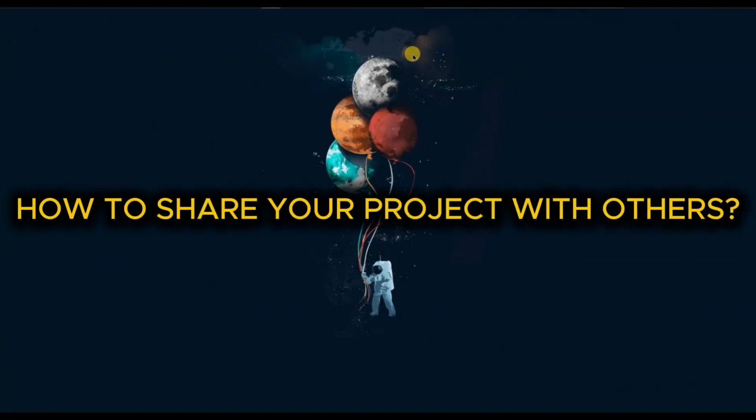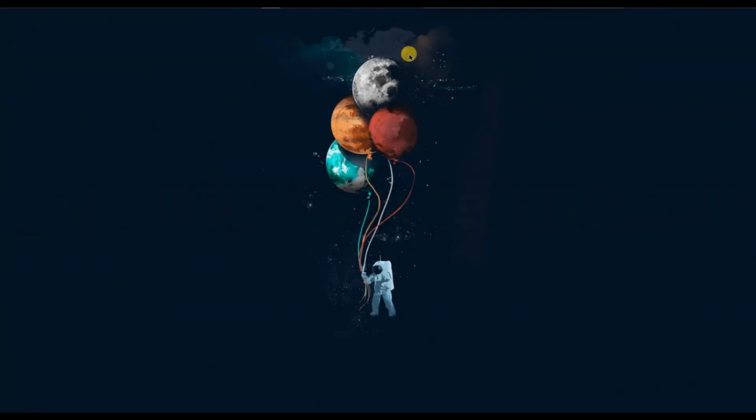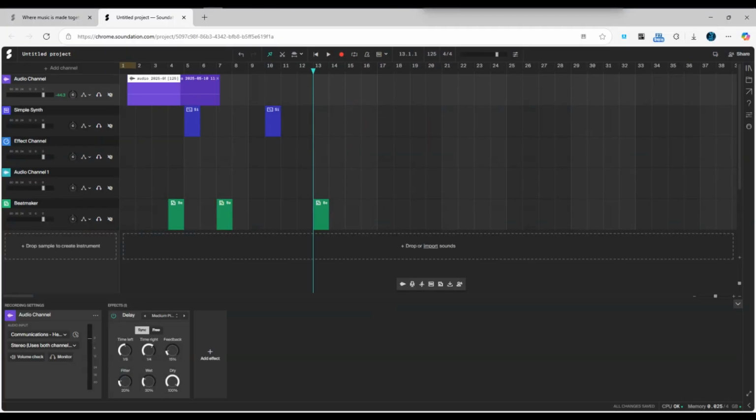How to share your Soundation project with others. First of all, open your project in Soundation and make sure everything is ready for sharing. When you are happy with your project, you can either export it or share a direct link. Soundation provides a few simple options for sharing your work, making it easy to collaborate or receive feedback from others.